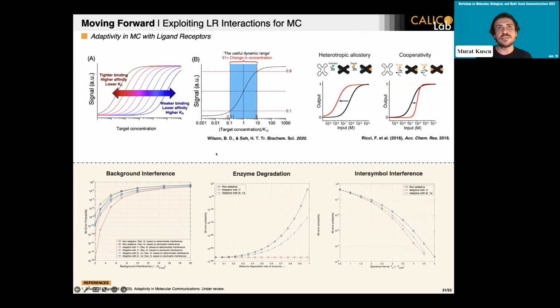And we actually simulated such cases when the receiver has these adaptive receptors in the presence of, for example, background interference or degrading enzymes or intersymbol interference. And we show that the adaptivity brings significant benefits for molecular communications.